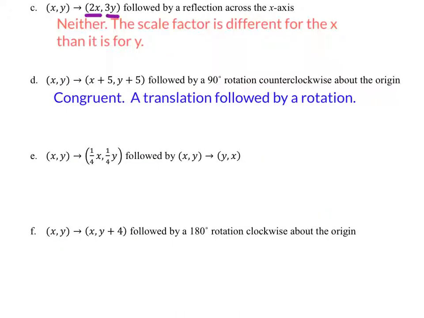All right, E, (x,y) transforms into (1/4 x, 1/4 y), followed by (x,y) to (y,x). Okay. Well, the (1/4 x, 1/4 y), that is going to be a dilation, and then (x,y) transforms to (y,x). I believe that it's not a 180-degree rotation.